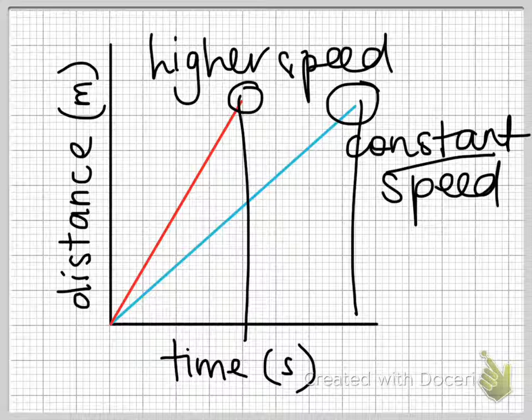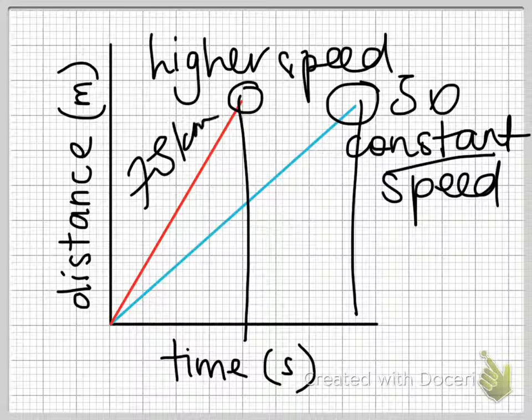So, say for example, this could be 50 kilometers an hour, and this one might be 75 kilometers per hour. I'm just making that up.